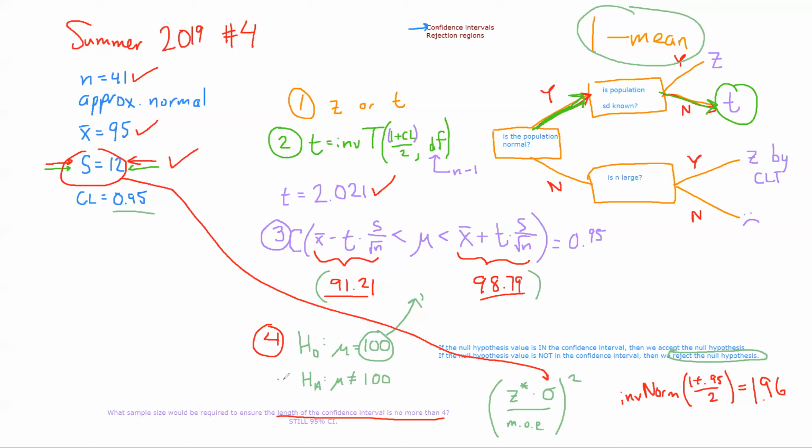Were we just supposed to do inverse norm? For z, yeah, for the z, right? Oh, okay. But wait. Go ahead. So you're asking like the length of the margin of error? Wouldn't that be 4? So careful.